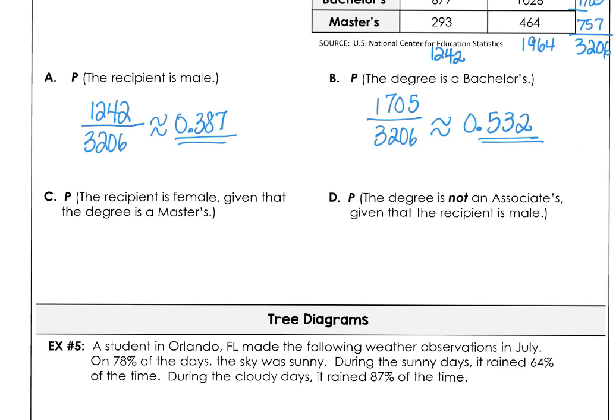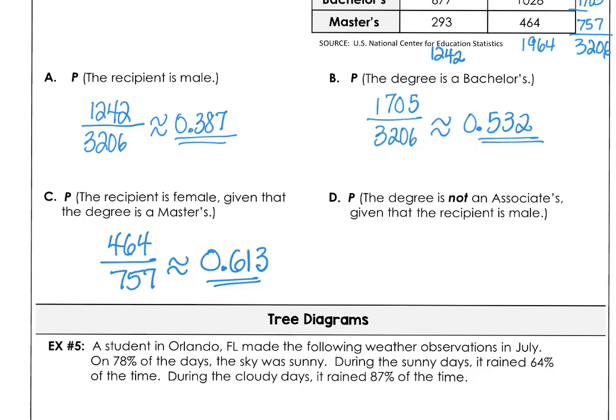So that gives us 464 out of 757, or about 61.3%. And then part D, the probability that the degree is not an associate's, given that the recipient is a male.